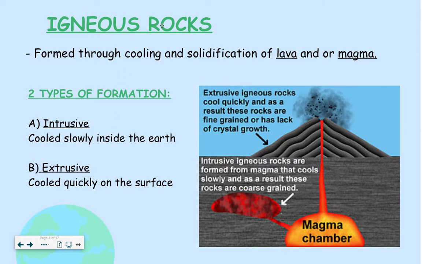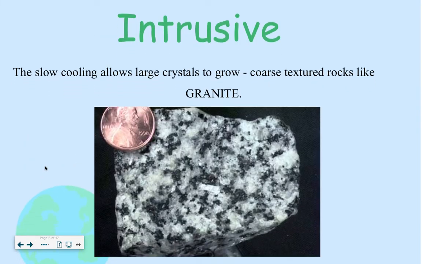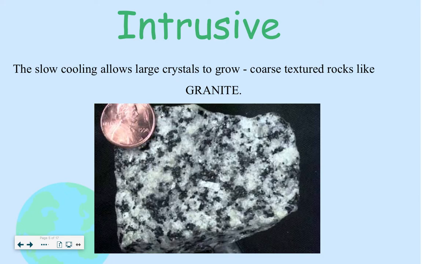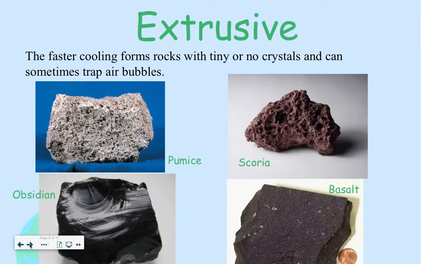First major group is igneous. You need to know that it's formed through cooling and solidification of lava or magma, and that there are 2 types of igneous rocks, intrusive and extrusive. Intrusive rock that we're going to learn about is granite. It has large crystals in it that you can see easily. The other 4 rocks are extrusive rocks.